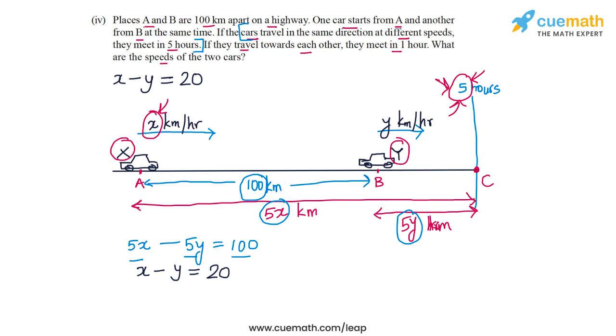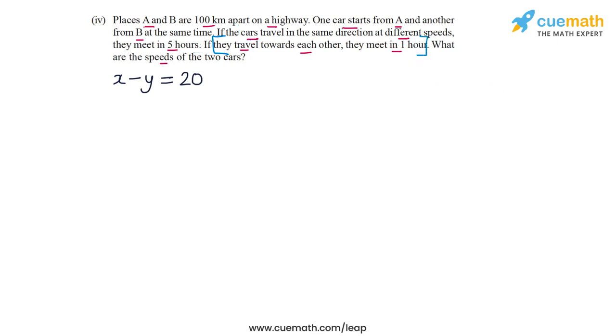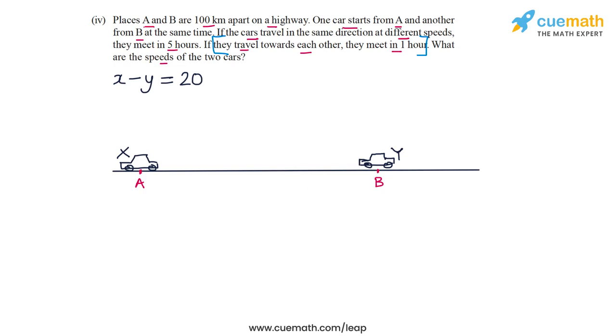Now let's use the second piece of information given to us, which says that if the cars travel towards each other, they meet in 1 hour. Okay, so let's model this situation now. In this figure, the two cars travel towards each other, like this. The speed of car X is still x kilometers per hour, and the speed of car Y is y kilometers per hour, and they will meet somewhere between A and B. So let's say at some point here, and let's call this point D. And we know that they reach this point in 1 hour, because they meet in 1 hour.